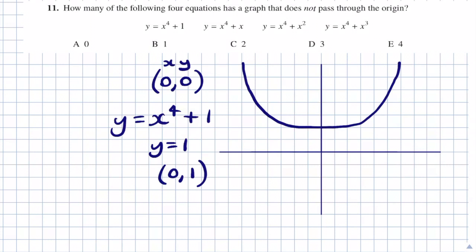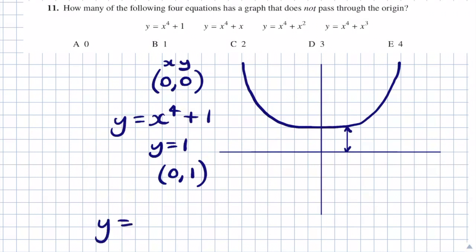You should know that it's going to look something like y equals x squared, just with a flatter bottom. And of course, if we think about our graph transformations, the graph would have moved up 1 unit parallel to the y-axis. You can obviously see from this sketch that the curve will not pass through the origin. But let's test the other equations just to make sure that they do pass through the origin.